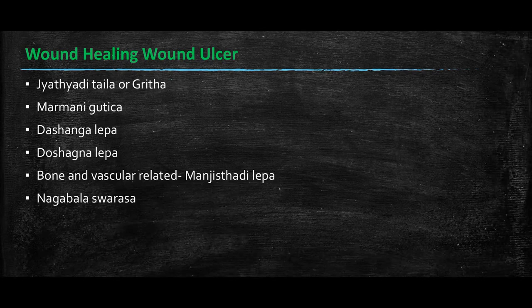Healing ulcer, because usually the child will fall and a lot of wounds will be there, and the healing is the problem. So Jatyadi Taila or Jatyadi Ghrita can be given, Marmani Gutikas, Dashanga Lepa. Suppose if the wound is related to the bone and vascular related, then Manjishtadi Lepa is good. A simple Nagabala Surasa over the wound is explained as Sadyakshatahara. So Nagabala Surasa over the wound is also quite good. Next.